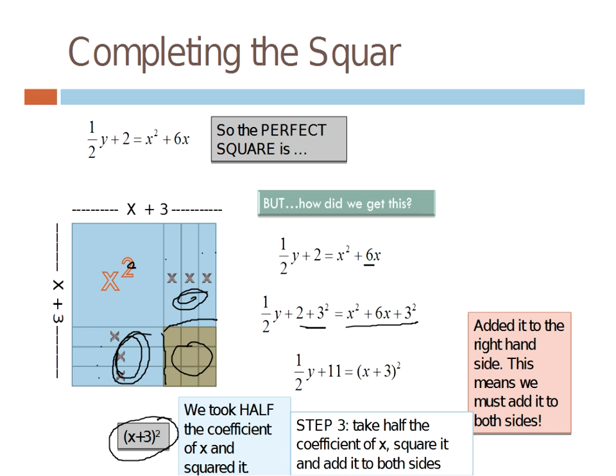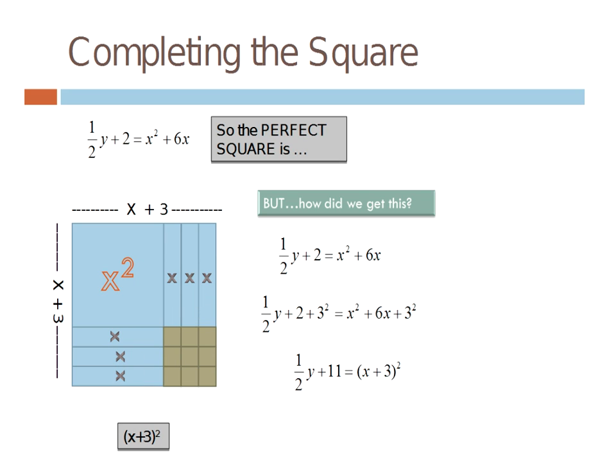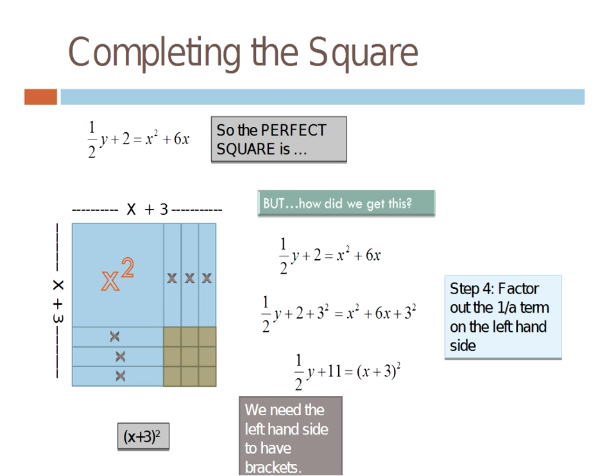transformational form. In our third step, what we just did here, to make the right-hand side a perfect square, we took half the coefficient of x, squared it, and added it to both sides. But the left-hand side is not yet in transformational form. And so step 4 is to factor out this 1 over a. And so that's because the left-hand side needs brackets.